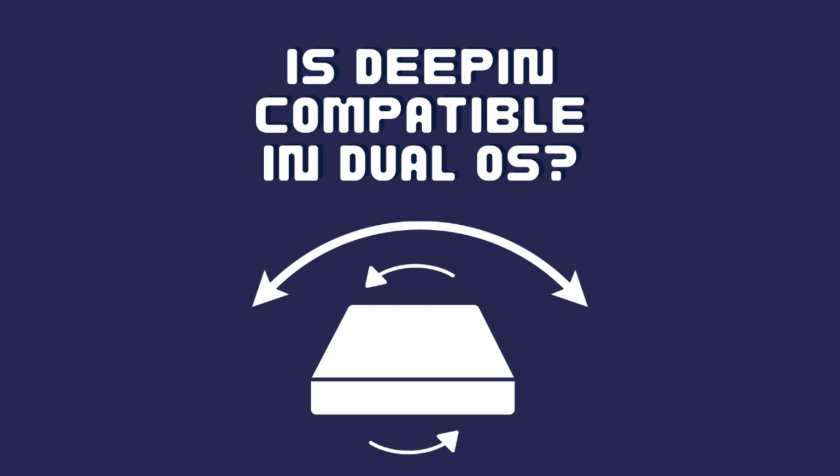Yes, Deepin is compatible with dual boot setups, allowing you to install it alongside another operating system on the same computer. Dual booting typically involves partitioning your hard drive to create separate spaces for each operating system. During the installation process of Deepin, you'll be prompted to choose the partition where you want to install it.